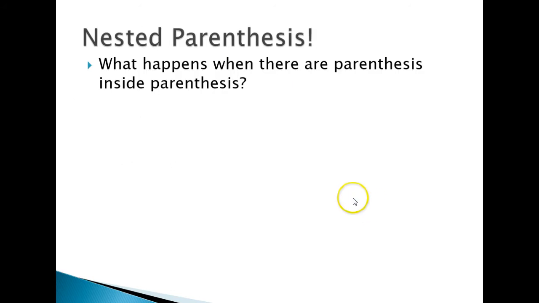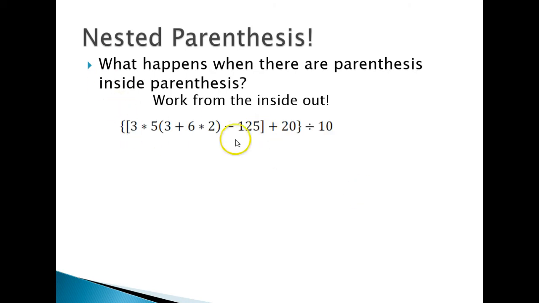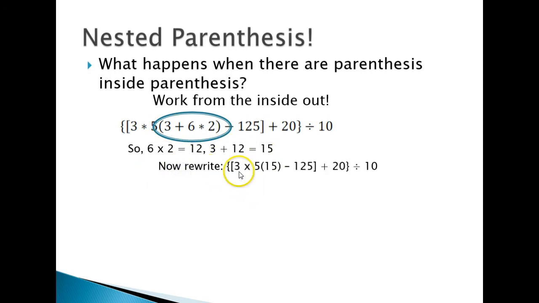So what about nested parentheses? What happens when there are parentheses inside of brackets? You work from the inside out. So in this problem, here's our biggest set of brackets out here. If we look at what's on the most inside, it's right here, this 3 plus 6 times 2. So we need to start right there. Again, remembering order of operations, we need to do this multiply step first. 6 times 2 is 12. And then 3 plus 12 is 15. Now I'm going to rewrite the problem. So we have 3 times 5 times 15 minus 125 plus 20 divided by 10.